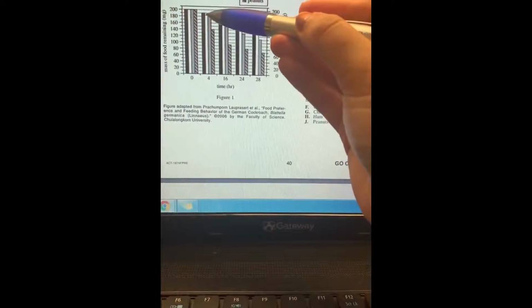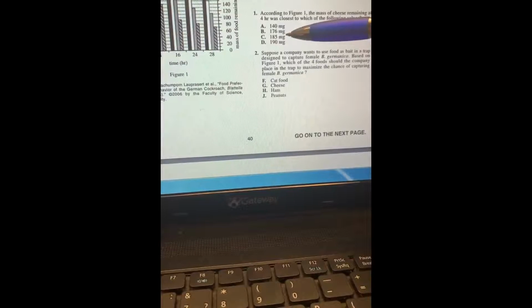All right, I go to 4 hours. Cheese is going to be the white. Right here, it's about, let's say, 185-ish. And I got 185. Bam. Right there. That's all I needed. So I did not need to read any of this little thing.